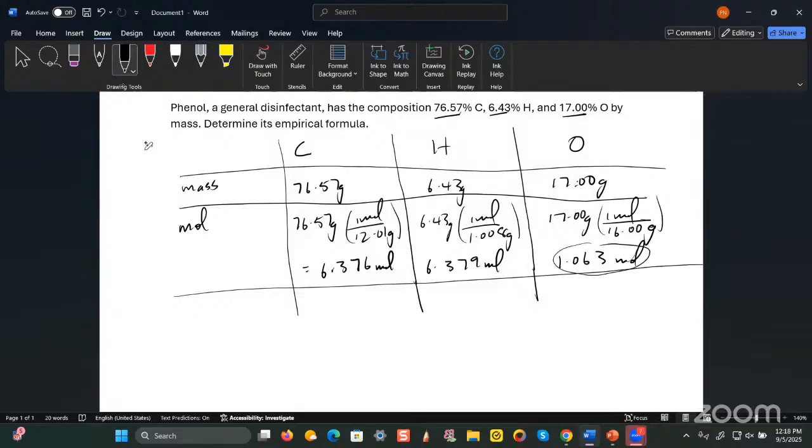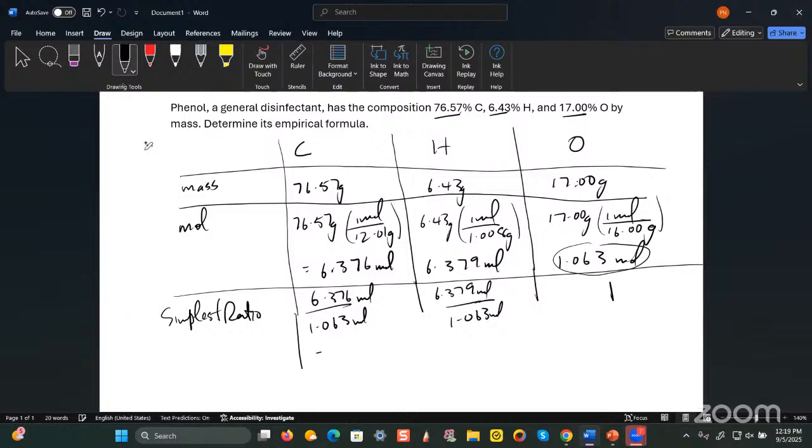So what do we do with that? We use that to find the simplest ratio. The way we find the simplest ratio is that we divide all of these values by the lowest mole value. Now, this one divided by itself will give you 1. And then we divide 6.376 moles by 1.063 moles, and then 6.379 moles divided by 1.063 moles. So let's see what each of these give.